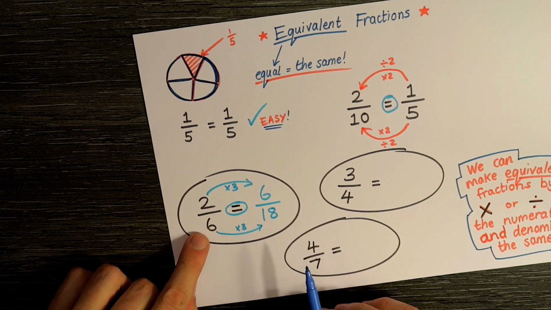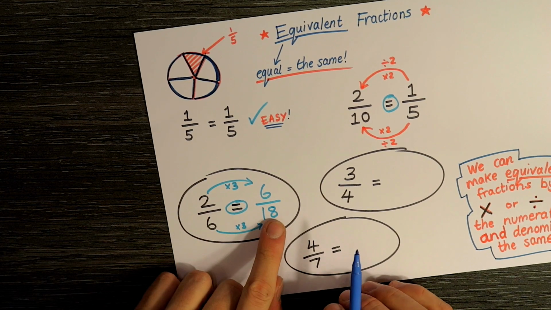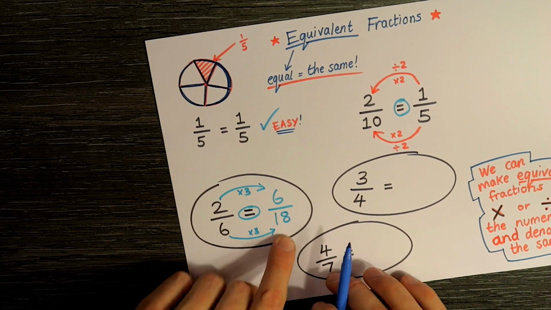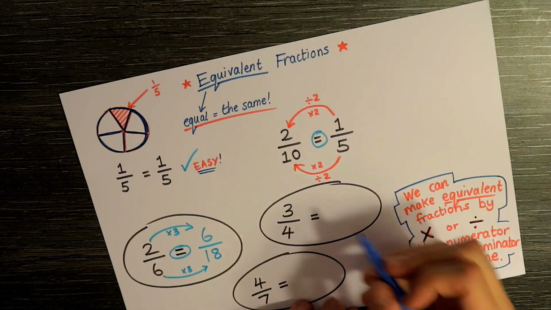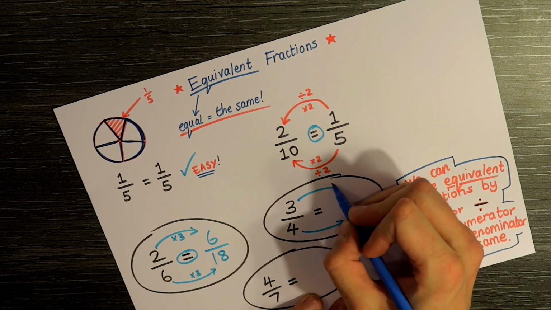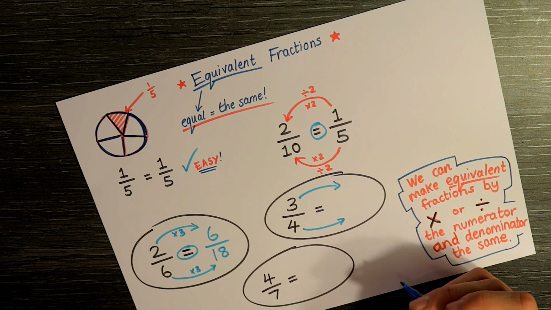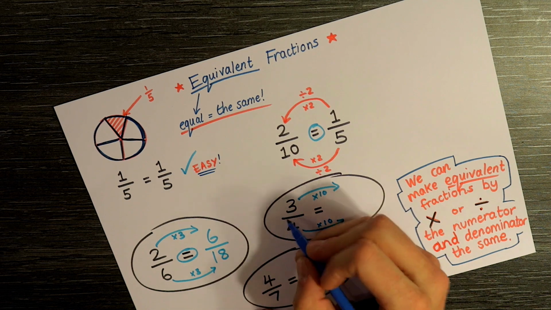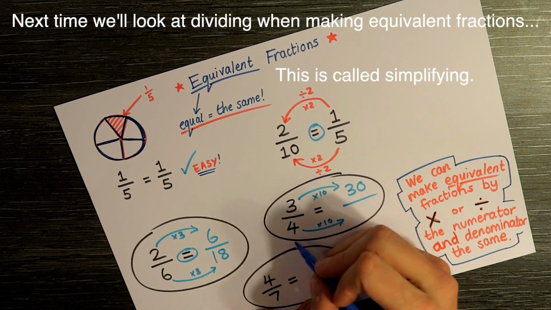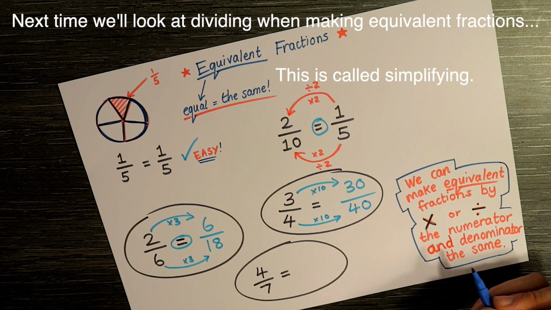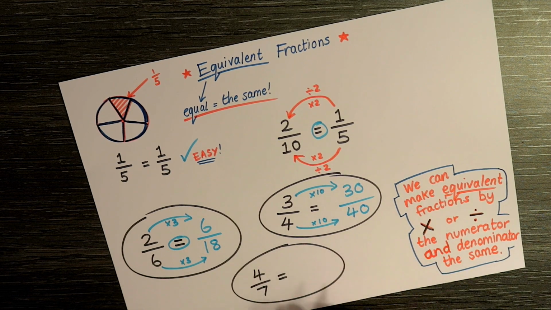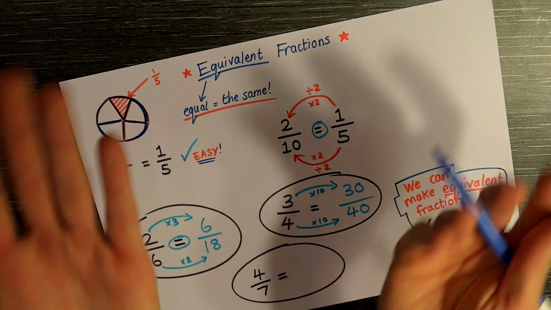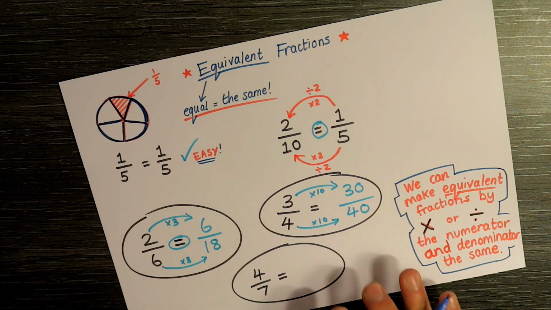I can say it's the same because they're the same. If I have a pizza that has 6 pieces and a pizza that has 18 pieces, if I have 2 of those 6, or if I have 6 of those 18, I'm going to get the same amount. Let's try 3 over 4, 3/4. Again, whatever I want to do, I'm going to times this by 10. Why not? 3 times 10 is 30. 4 times 10 is 40. And there we have it, another equivalent fraction. It's all about knowing that we have to do the same to the top and the bottom. And basically, it's like a seesaw. You want to keep it balanced.